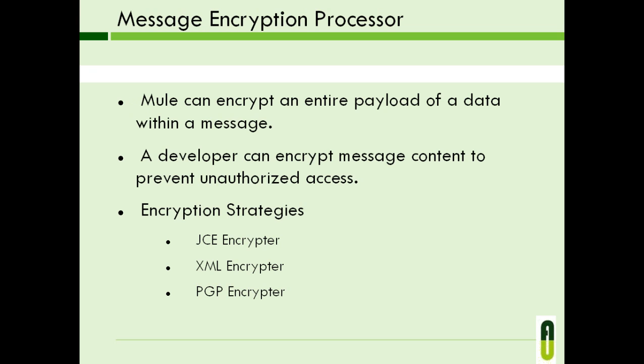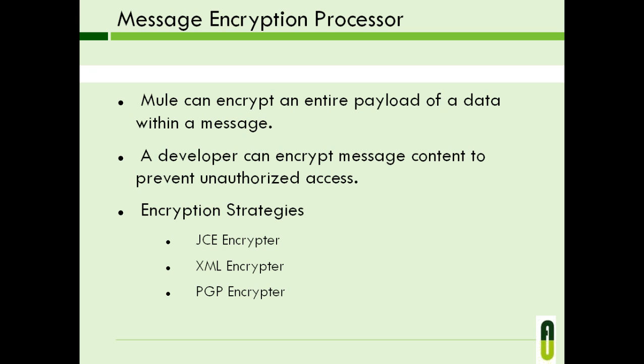Next is message encryption processor. Mule can encrypt an entire payload or several fields of data within a message, where sensitive information must move between users. Developers can encrypt message content to prevent unauthorized access. We need to encrypt data such as password, credit card number, or SSN, social security number. There are three encryption strategies: GCE encryptor, PGP encryptor, and XML encryptor.